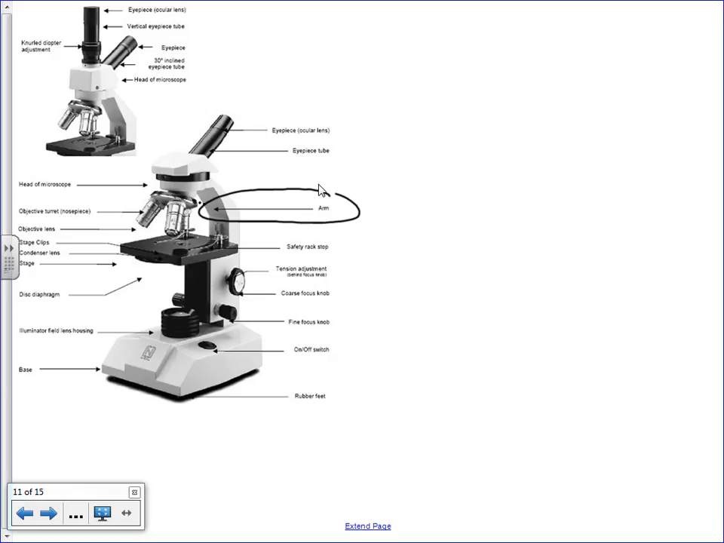It has rubber feet on it. Ours do too, because that's exactly the same model of microscope. You'll see that there are two focusing knobs on the microscope. One is very big and one is much smaller. This is the coarse focus knob.